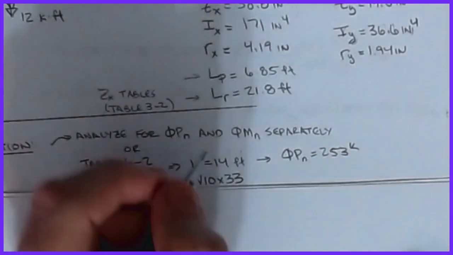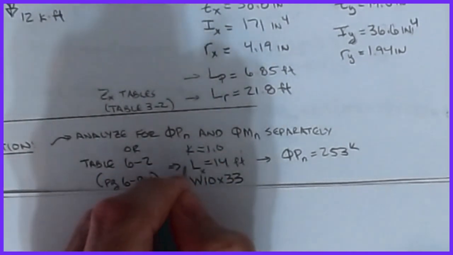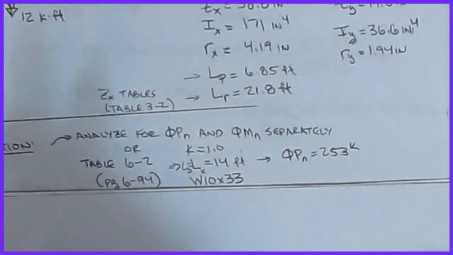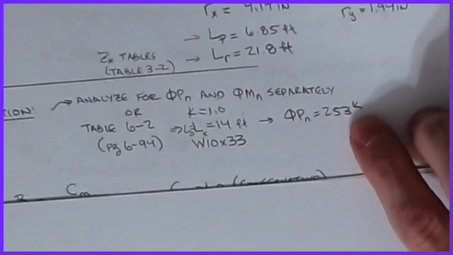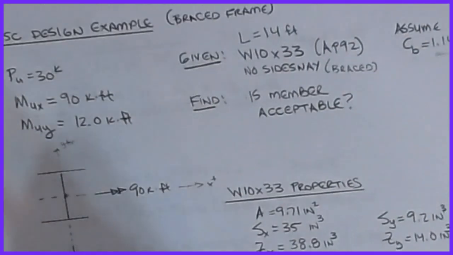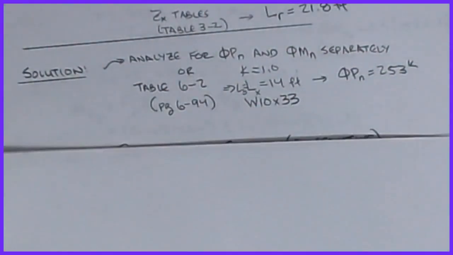For a length of 14 feet, for a K of 1.0, and this is LX, it's also LY, 14 feet, and then ϕPn is 253, so we'll need that. That's the maximum axial capacity. So what you can see then is we can look at our load, and you see that we had 30 kips axial load on the column, and its capacity is 253. We're fairly lightly loaded. It's not like we're pushing 200 kips on that thing.